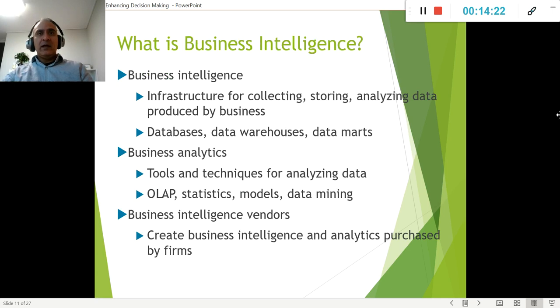So anyways, here what I was saying is, what is business intelligence? I already mentioned it, but just to go a little bit deeper into that, business intelligence is somehow the infrastructure for collecting, storing, and analyzing the data produced by the business. So where does this data come from? From everywhere. Let's take the example of the production of something very simple, maybe cars, right?